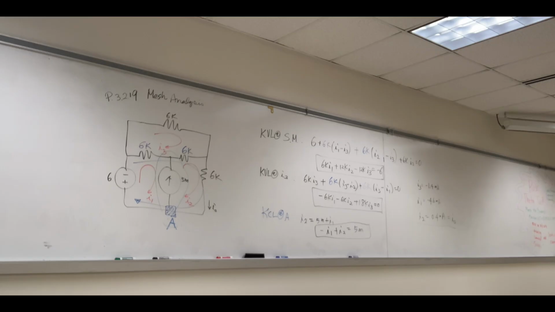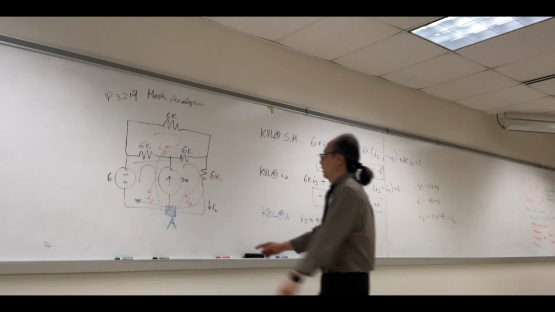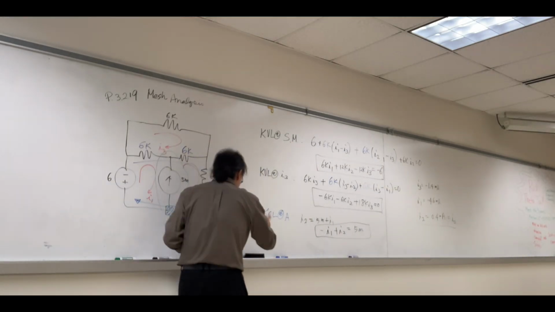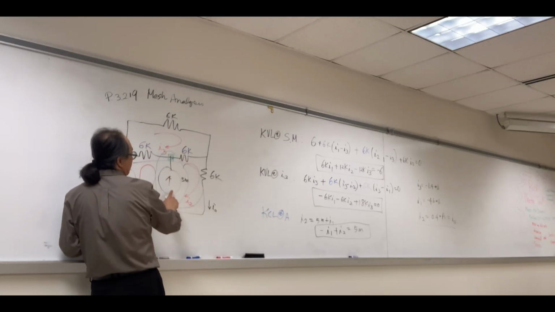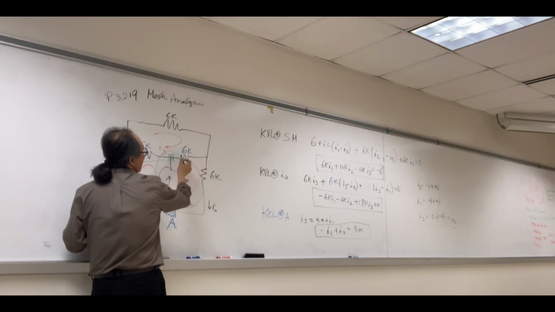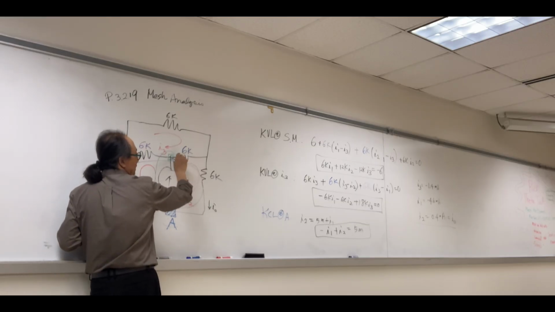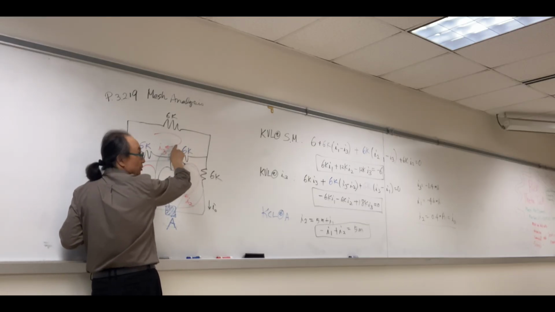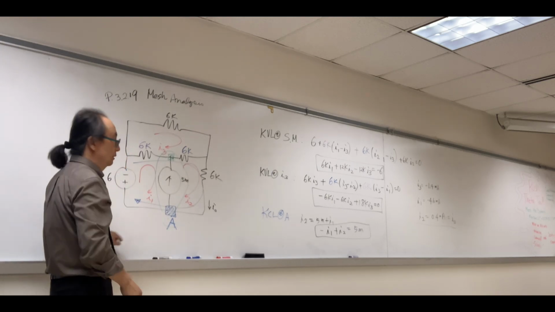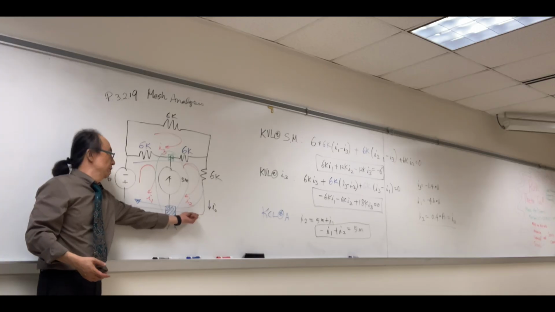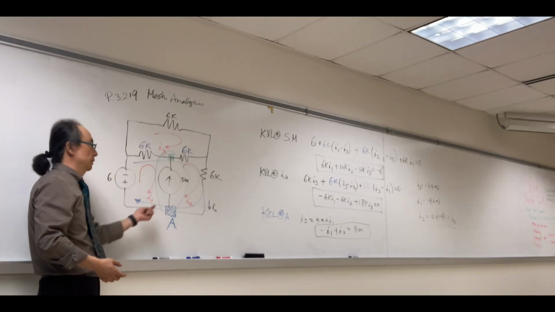Yeah, no reason. As I said, you can do it here or here. But if you want to do it here, it's not clear. This 5 milli entering is clear, but here, going through 6K is I sub 2 minus I sub 3. So your equation is much more complicated than this one. It's clear we know this current, and this current.